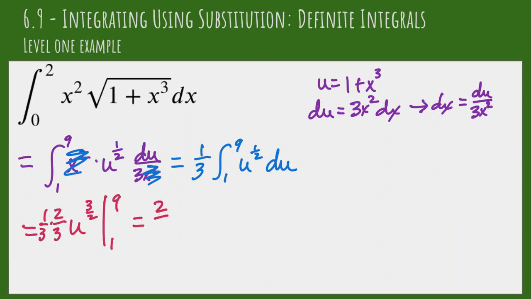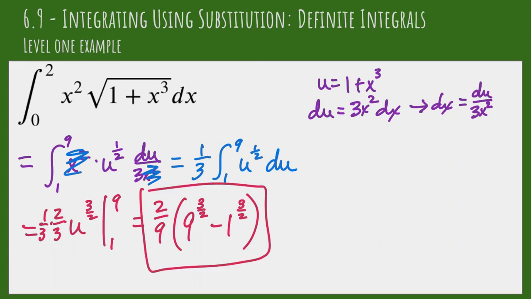So we have 2/9 times 9 to the 3/2 minus 1 to the 3/2. Again, notice that I factored out that 2/9. It's being multiplied in both terms, but we don't have to have it in both terms. This is a numeric answer that would be okay to stop.